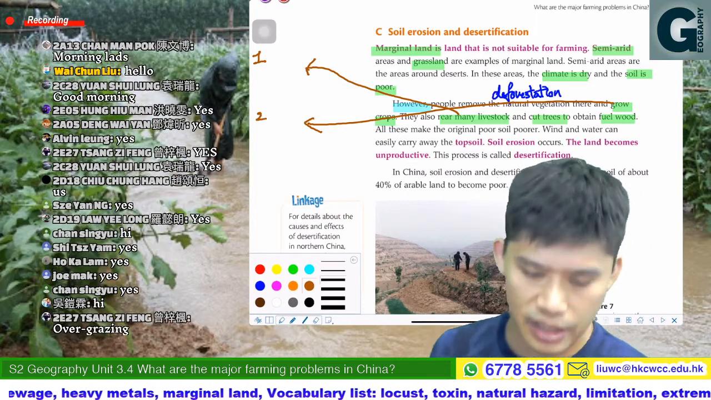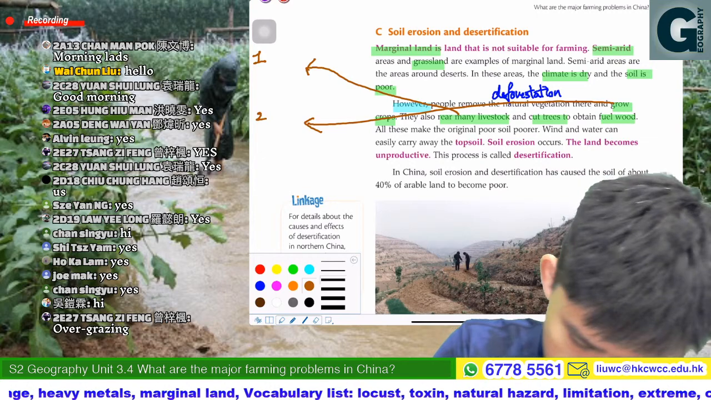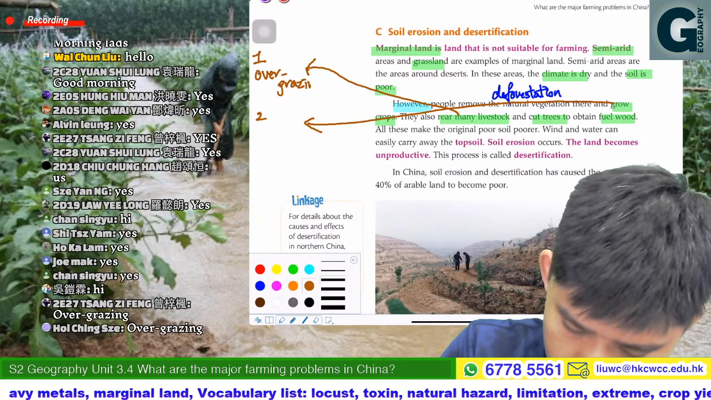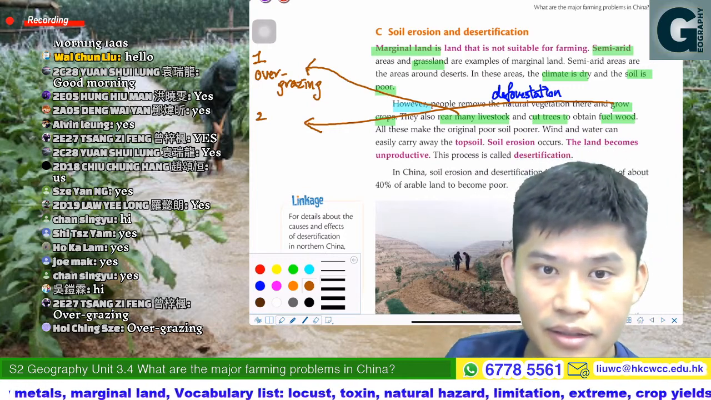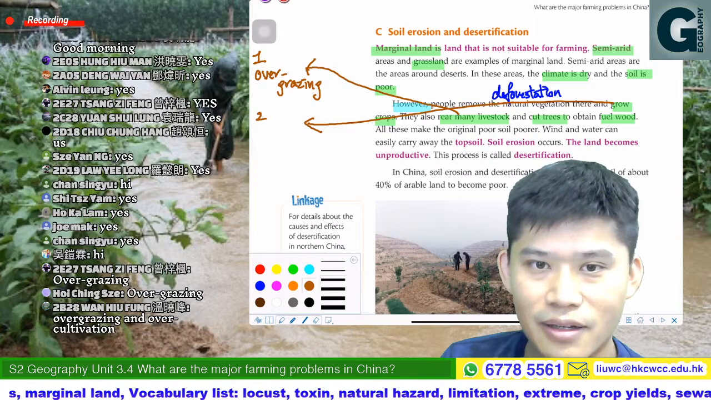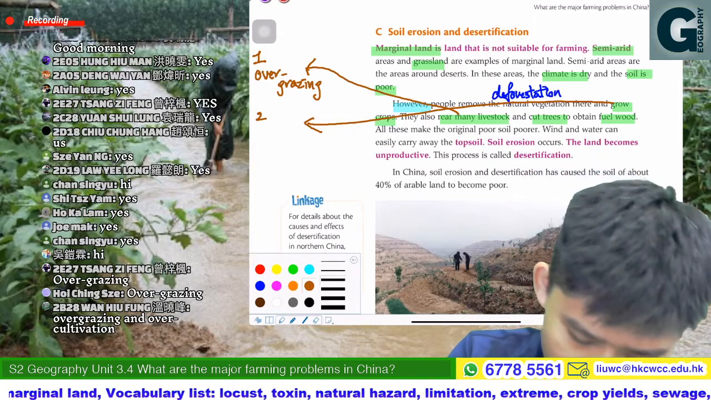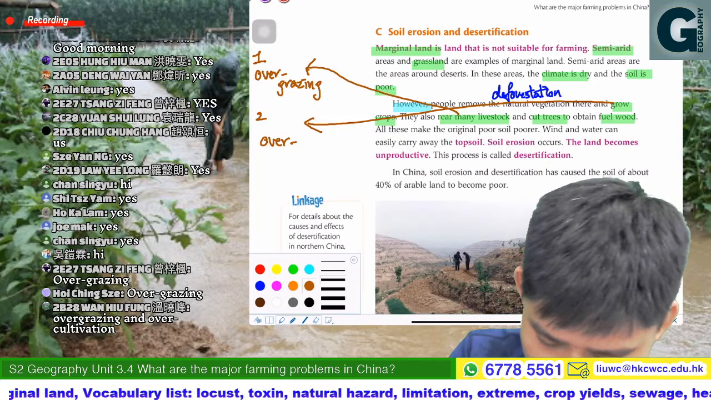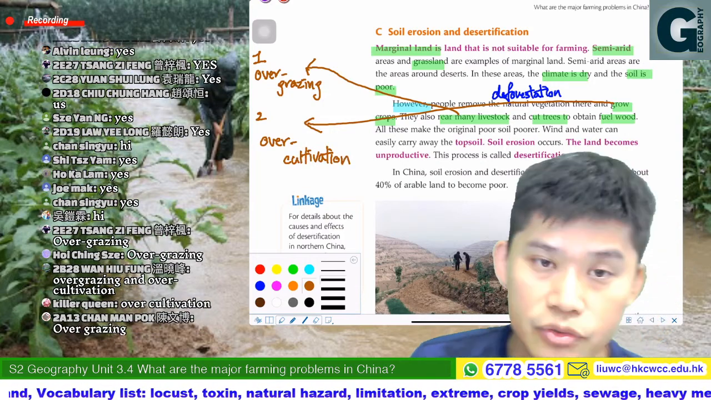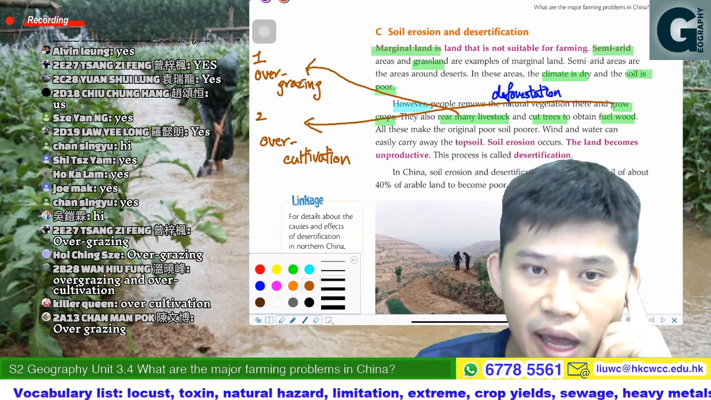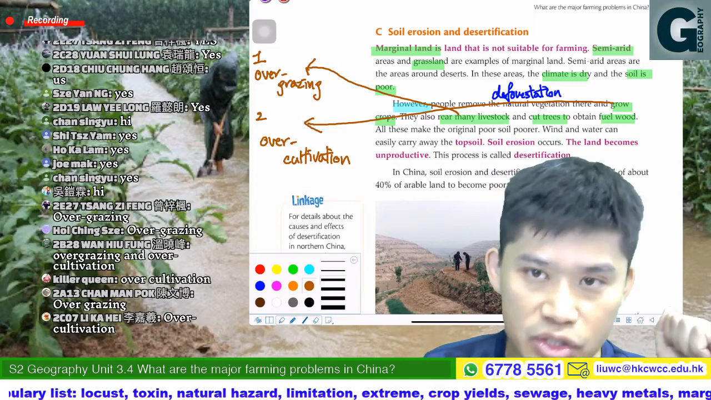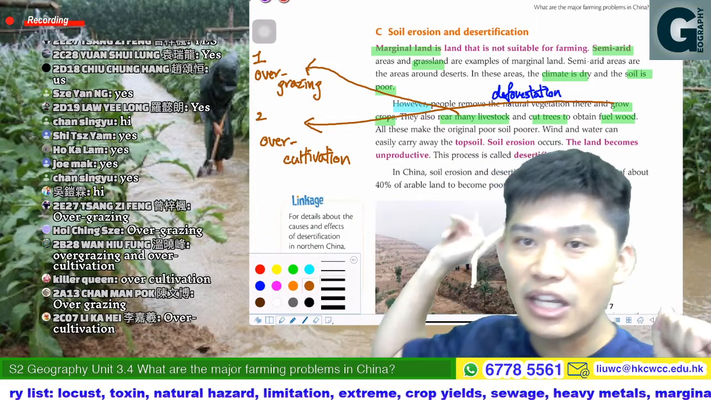Yes, overgrazing. Yes, overgrazing. The first one, overgrazing. And then the second one. Yes, overgrazing and overcultivation. Yes, that's great. You still remember what we have learned before. Okay, so therefore, overgrazing and overcultivation, actually, that is the situation we mentioned here.